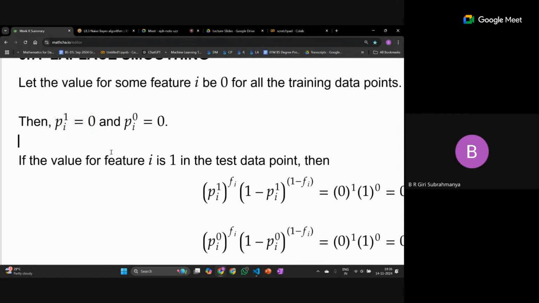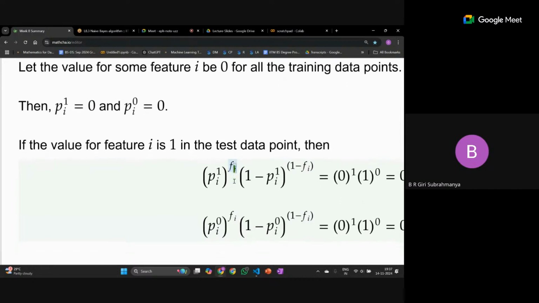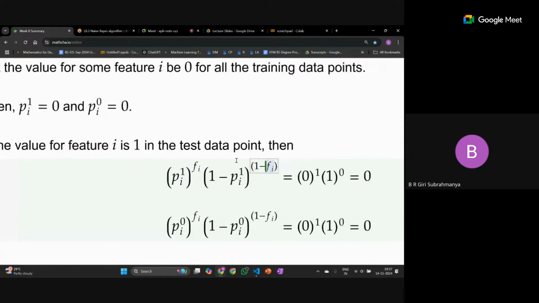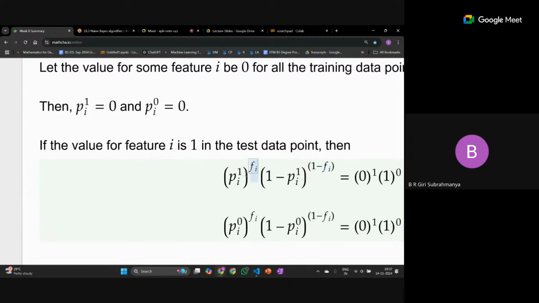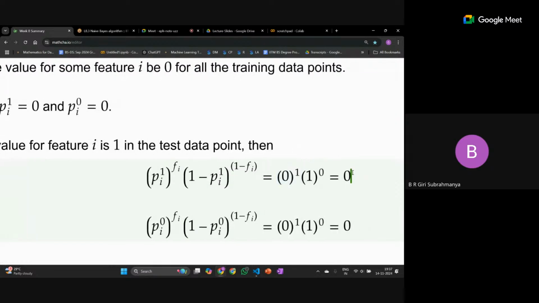But if your test data point has the word zebra, so the feature is there, then what happens? You will have 0 power 1 and 1 power 0, because the feature is there. So this will be 1, but this will be 0. And 0 power 1 is 0, so this product will be 0. Similarly, for the second one also, it will turn out to be 0.